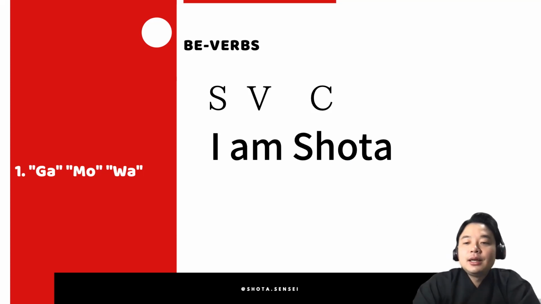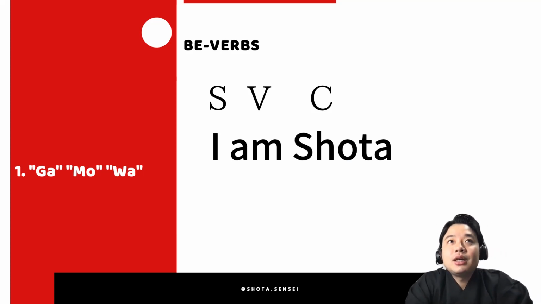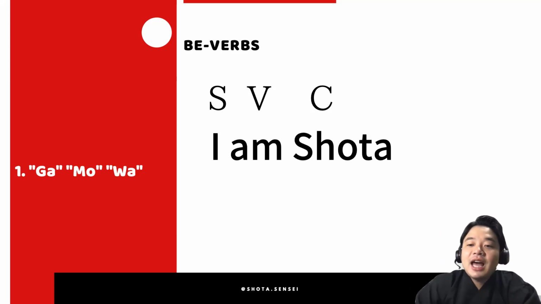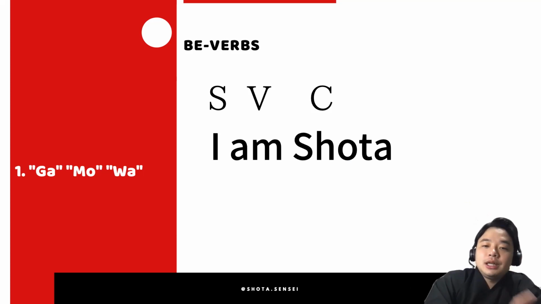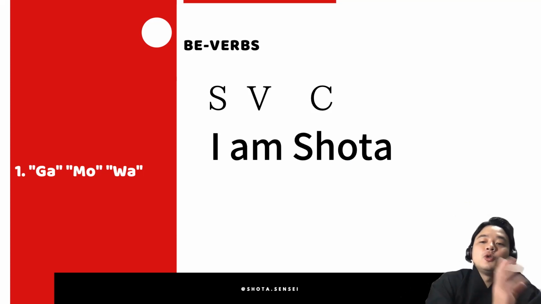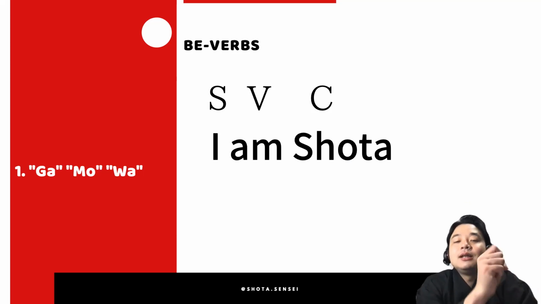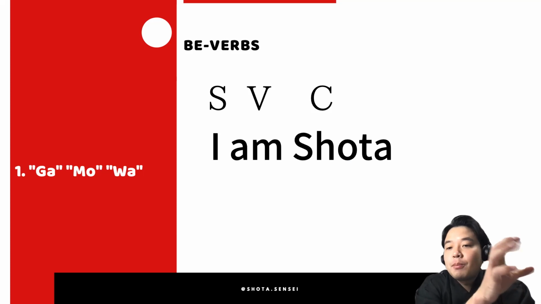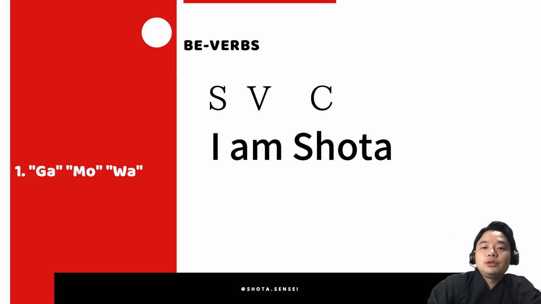But the point, when you think about the differences between Japanese grammar and English grammar in making an SVC sentence, is that in English you have to convert the be verbs depending on the subject, like I am, you are, he is. In Japanese, in comparison, you don't need to do that. So I will explain them to you guys later.